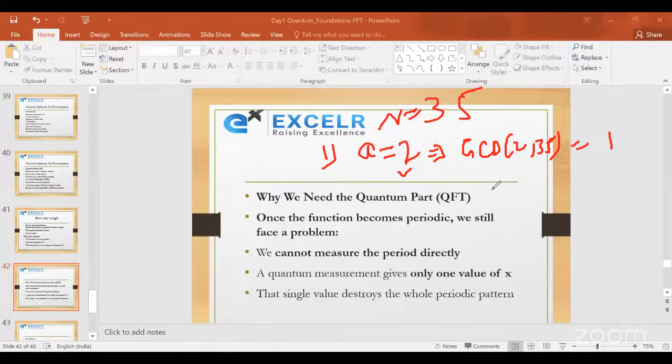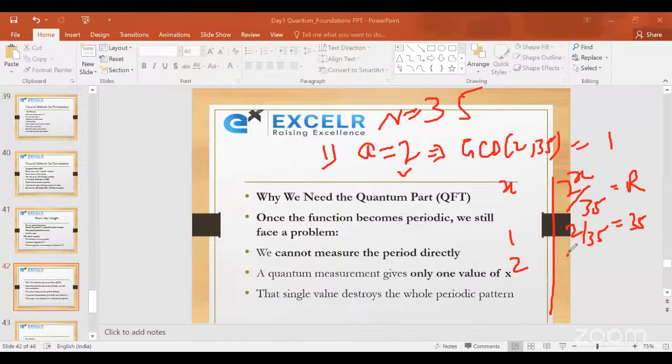Now, mathematically, we have to do it like this. With a equal to 2, there is 2 to the power x, divided by n, which means 35. Here we will get a remainder. So, from this table, put x equal to 1. It will be 2 to the power 1, 2 by 35, we are left with 2. x is equal to 2, we are left with 4 by 35, we are left with 4.